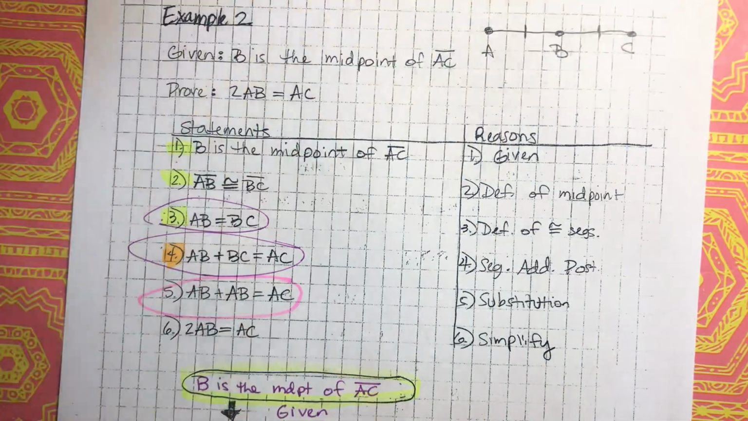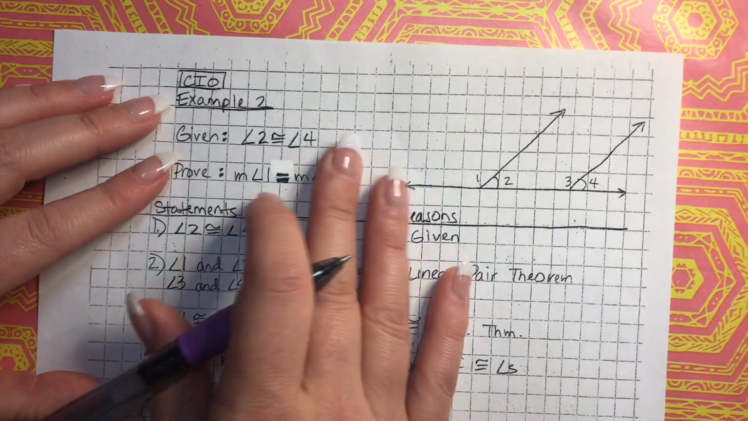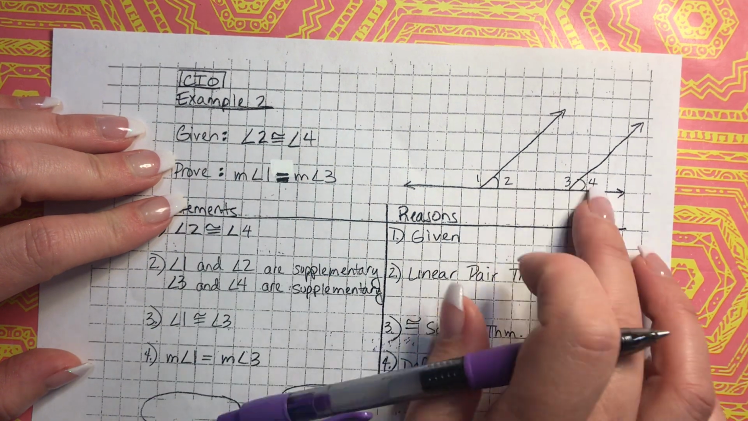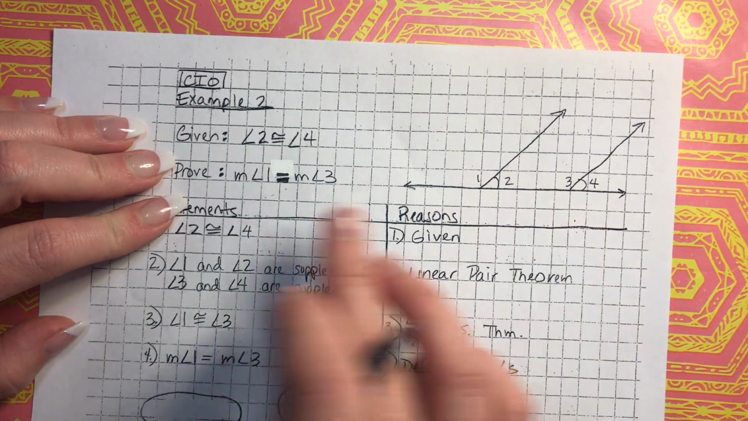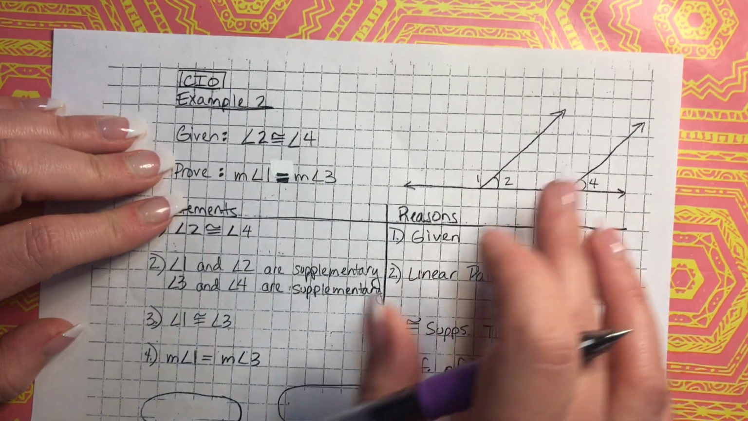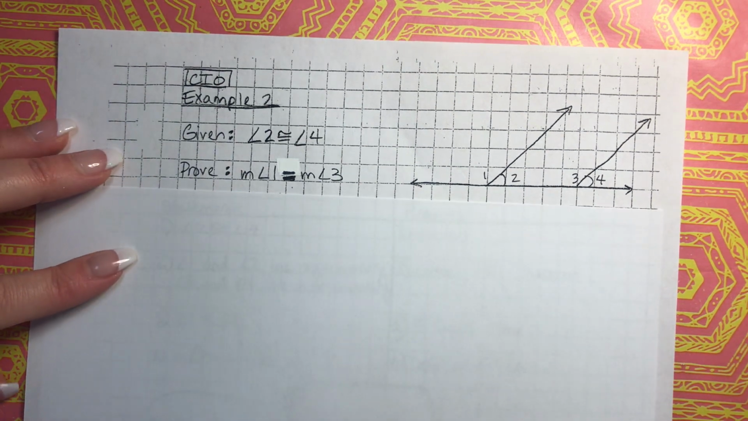All right, so let's do the next example. What do we have? Okay, here we have it. All right, so check it out, example 2. We're given that angle 2 is congruent to angle 4. So these two angles are congruent. What we need to prove is that the measure of angle 1 is equal to the measure of angle 3. All right, cool. So we're going to think about this first, okay, before we look at everything.